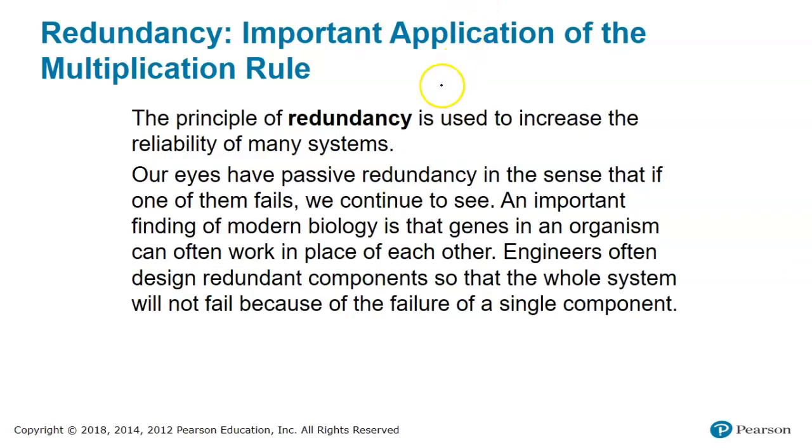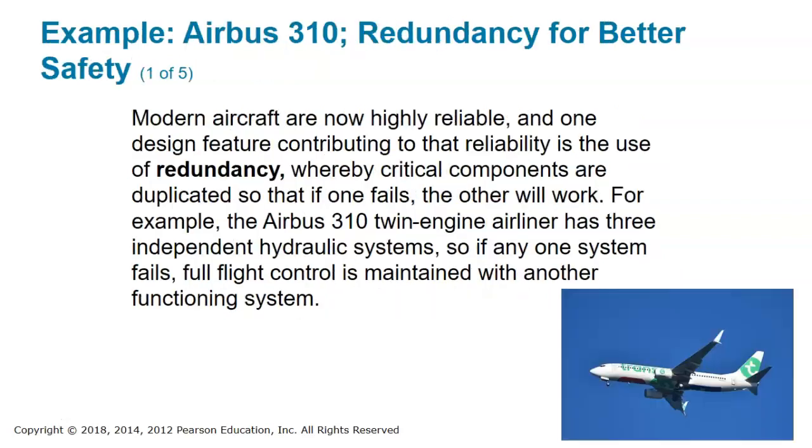Okay, redundancy is an important part of these probability problems. Our eyes actually have something called passive redundancy, so that if one fails, the other one is still able to see, and that's an important concept in biology. Engineers often incorporate redundant components so that in critical situations, if one were to fail, the other one is there as a backup. So that's kind of what we talk about with redundancy. We increase the reliability of a system by this redundancy idea.